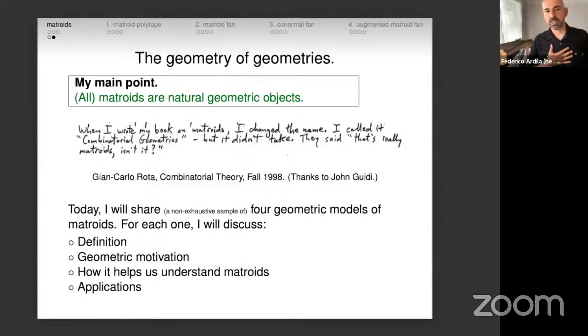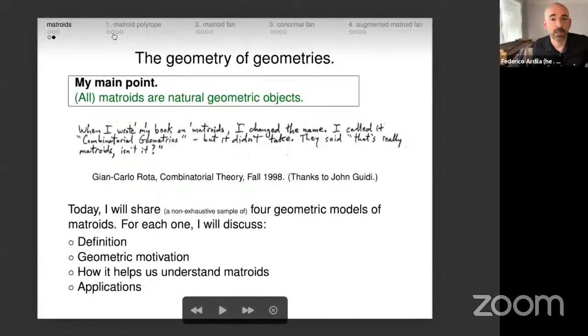And to explain that, I plan to share 4 geometric models of matroids that I like. This is not a complete sample. These are 4 models that I like, that I think are very rich and really teach us a lot about matroids and a lot about combinatorics. You can see them at the top if you want to follow along where I am in my talk. The models are matroid polytopes, matroid fans, conormal fans, and augmented matroid fans. And each one of those has 4 subsections where I will define them.